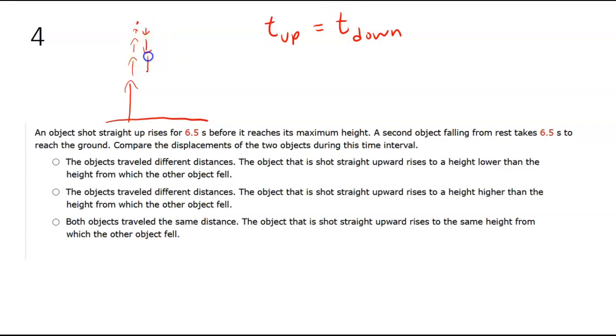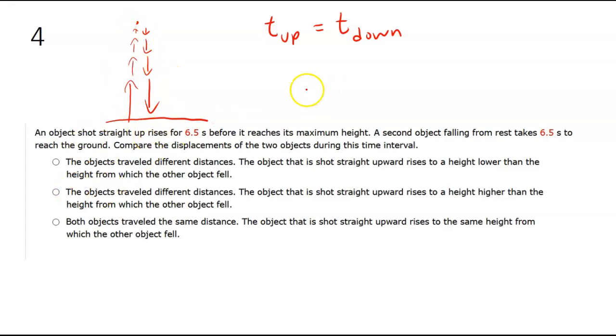We also know that in the vertical, when we're looking at a projectile, we have rest at the highest point. And so that means that you would observe the same distance. If you're on your way up for 6.5 seconds, and then you're stopped, and then you're on your way down for 6.5 seconds, that means that it's the exact same situation.